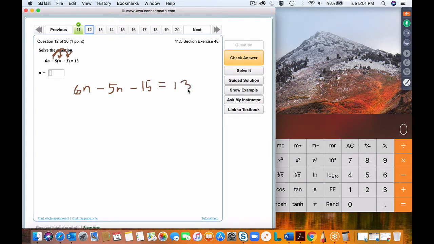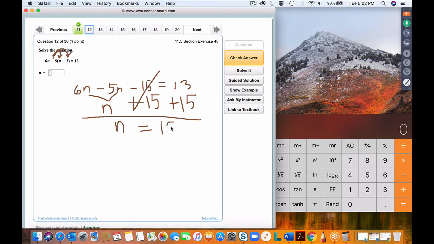Then we add. 6 minus 5 is just n. These two are just n, right? And then we just add plus 15, left and right, plus 15. So that gives me n, that cancels, equal 18. So we know the value for n, which is 18.